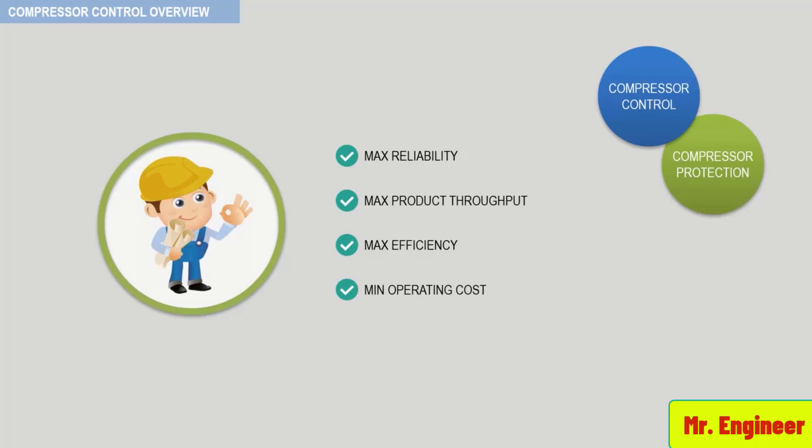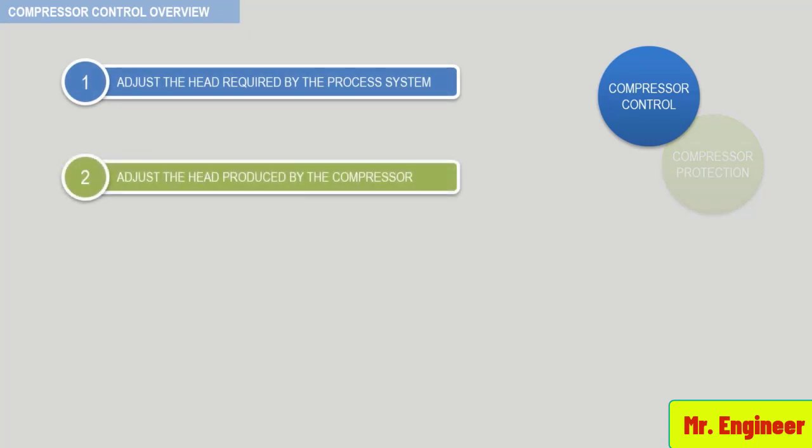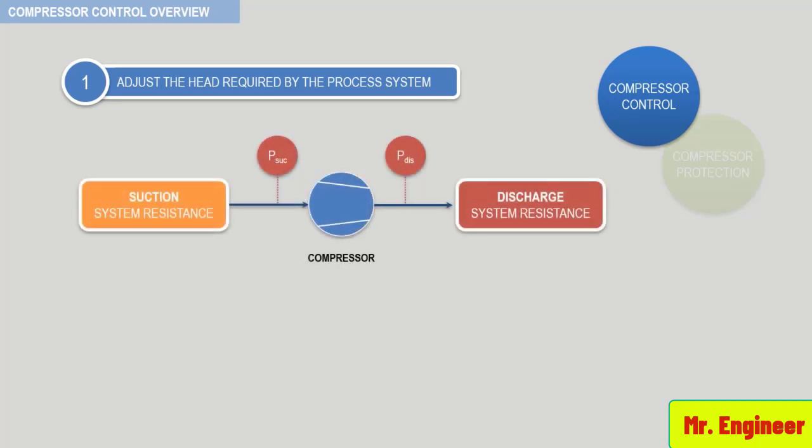To achieve these objectives, it becomes necessary to adjust the compressor throughput to certain values, since we have seen that the throughput will vary as a function of process system requirements. Now, there are essentially two options available to you to achieve this objective. You can adjust the process system energy requirement or adjust your compressor energy output. Process energy requirement can be changed by either adjusting the suction system resistance or the discharge system resistance.